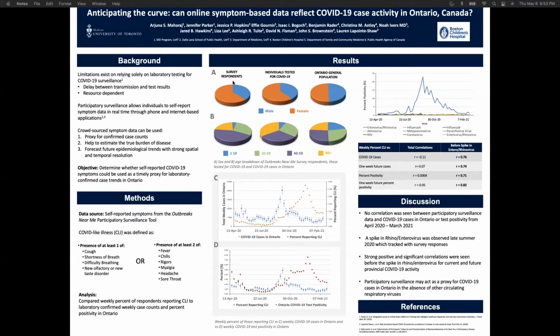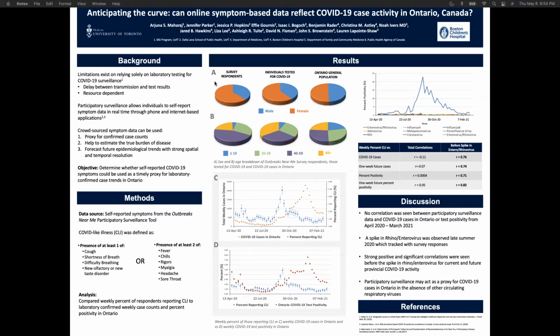So let's go through some results. We received approximately 525 responses in Ontario from April 2020 to March 2021. After filtering out multiple responses from the same respondent each week, we were left with 297 unique responses each week from 67,000 unique respondents. We received an average of about 6,000 responses each week.